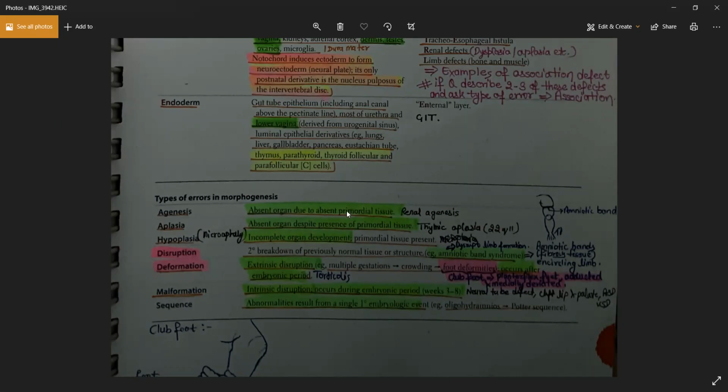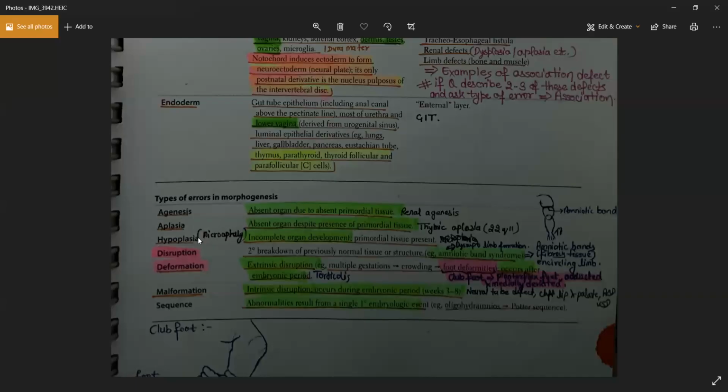Agenesis occurs whenever you have an absent primordial tissue, for example renal agenesis. Whenever the organ is absent because of the absence of the primordial tissue, you call it an agenesis. If you have a primordial tissue, even then you're having an absence of the organ, you call it an aplasia. For example, thymic aplasia, remember? Where will you have the thymic aplasia? DiGeorge syndrome, yes. So remember thymic aplasia: you call it an aplasia because in that case you have the primordial tissue, but you're not having the organ there.